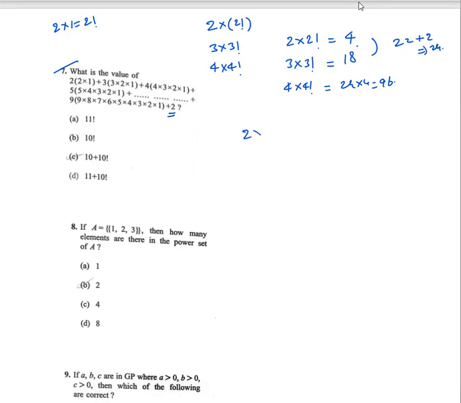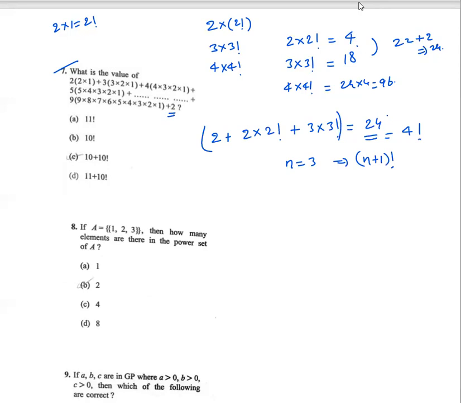So can I say 2 into 2 factorial plus 2, if I add this last constant term, plus 3 into 3 factorial, this result is nothing but 24. And what is 24? 24 is nothing but 4 factorial, isn't it? So this can be generalized: when n is equal to 3, the sum we got is (n plus 1) factorial, isn't it?